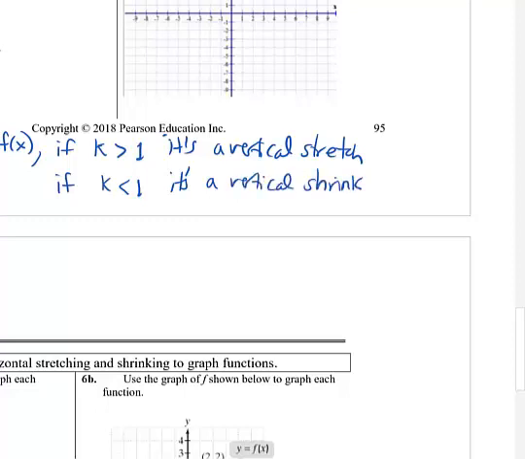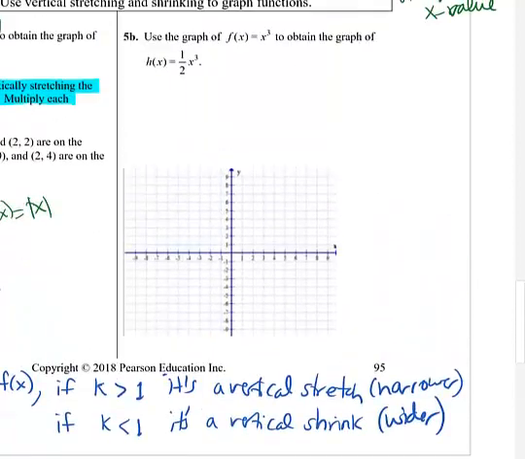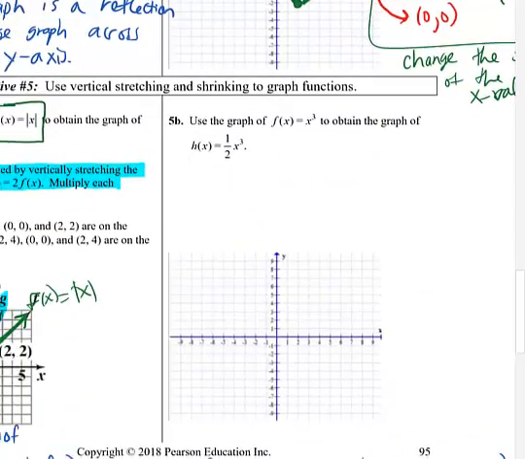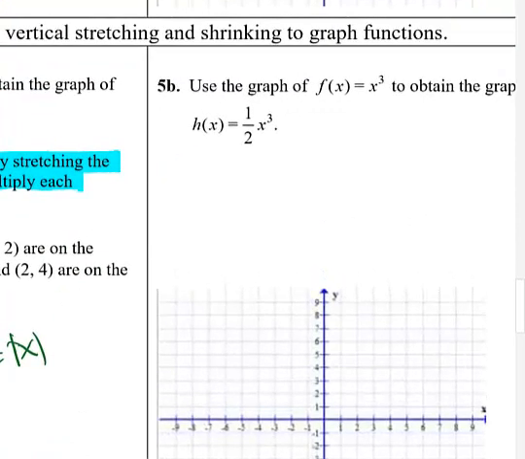If you imagine shrinking something vertically, like squishing it from above, it would get wider. So I'm going to make a note of that. Wider. This is narrower. That's basically how the graph will look. So when you have a function multiplied by a number, look at that number and ask, is it bigger than 1? If it is, then it's going to be narrower. If it's smaller than 1, then it's going to be wider.